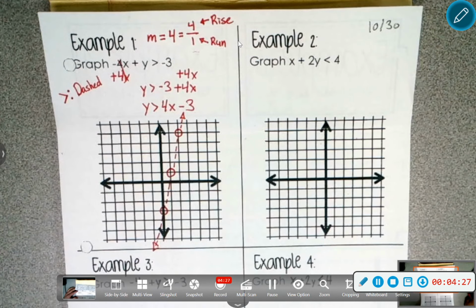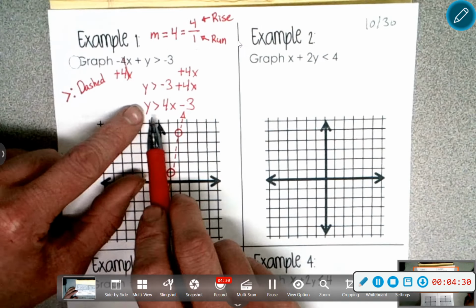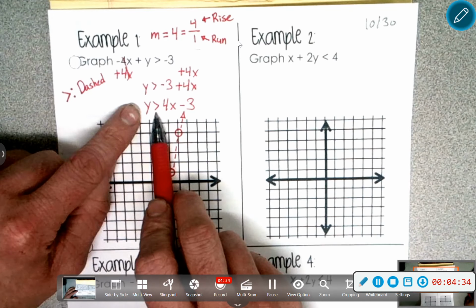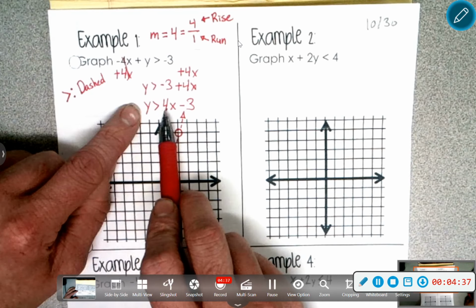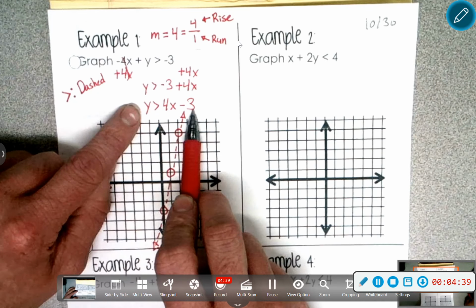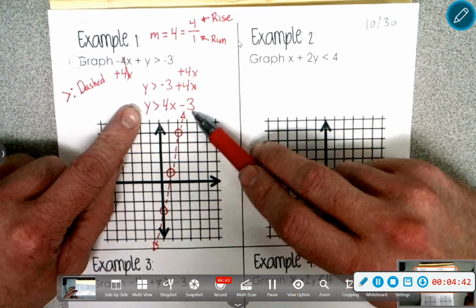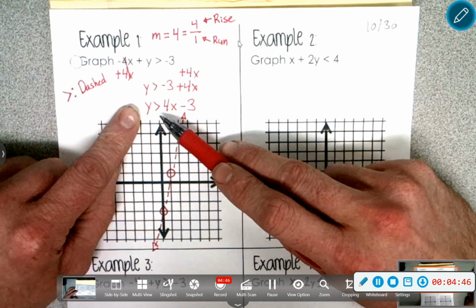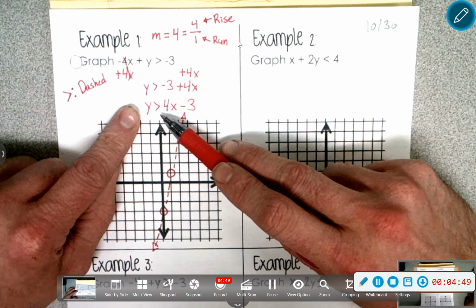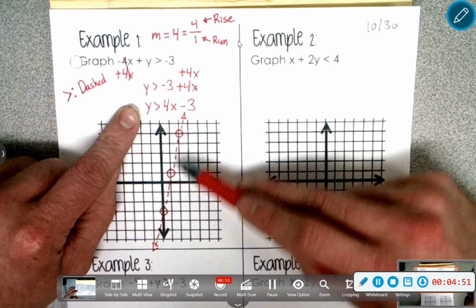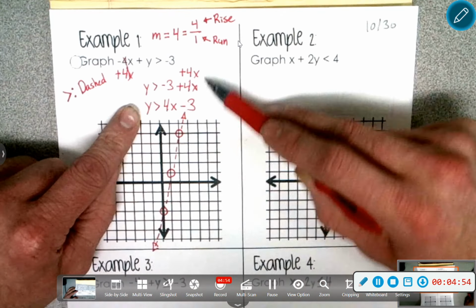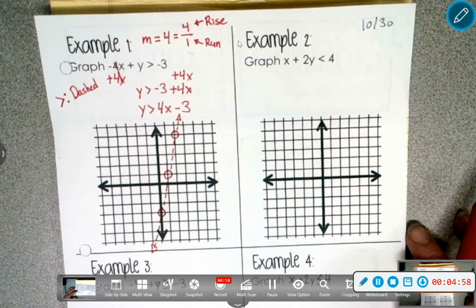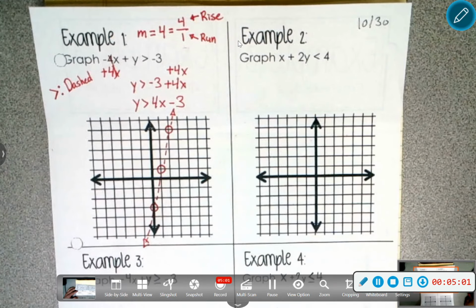It's a dashed line because according to this inequality symbol, my y values must be greater than, but not equal to, 4 times x minus 3. The line itself represents 4x minus 3. Since y is not equal to that, the line is not part of the solution set. So it's not solid. That's why we dash the line to indicate that it's not part of our solution.